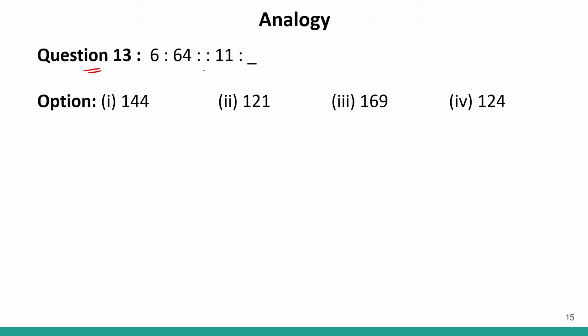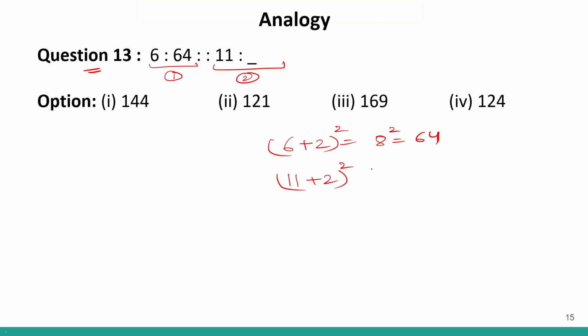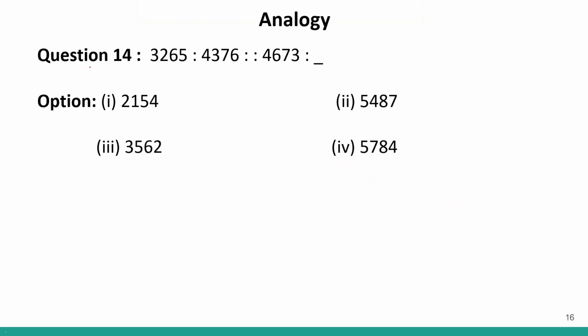Okay, now moving on to question number 13. We have 6, 64, 11 and we have to find the missing term. So first find the relationship between the first pair, then find the relationship between the second pair. Between 6 and 64, I can clearly see 6 plus 2 squared, that is 8 squared, will give me 64. Correct? So now let us apply the same logic. 11 plus 2 is 13, and 13 squared is 169. So 169 will be my answer, which is given in option number 3.